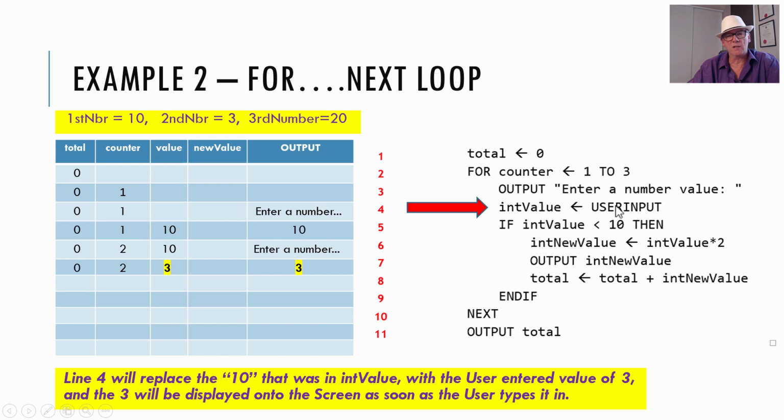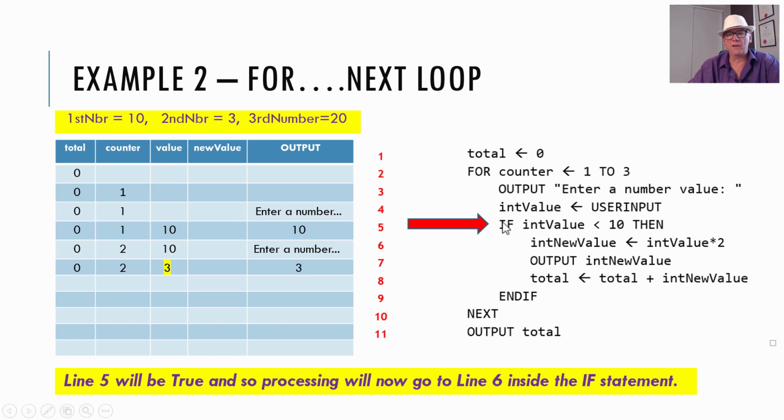And this one that was going to be the user input for the second number, the second loop, was going to be a 3. So value's now going to get 3 put into it. So it won't have 10 anymore. It's going to change to have a value of 3. And that 3 will also be put out on the screen when the user types it in. Okay, so on to line 5.